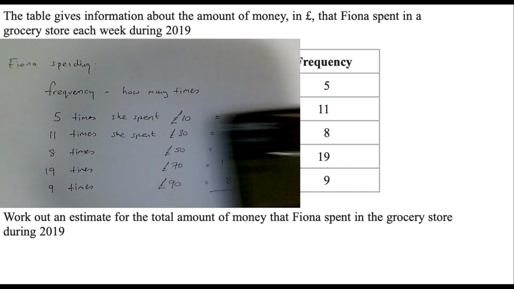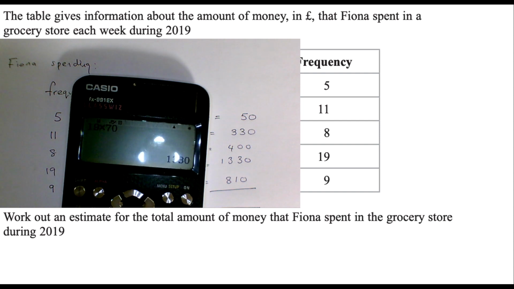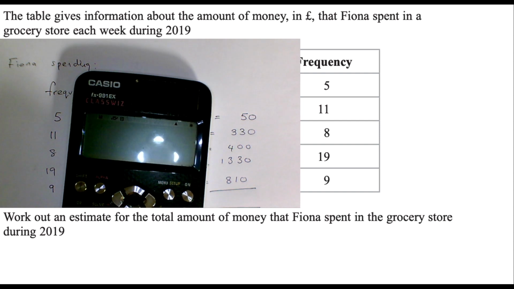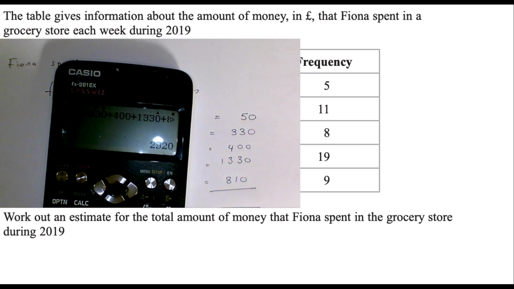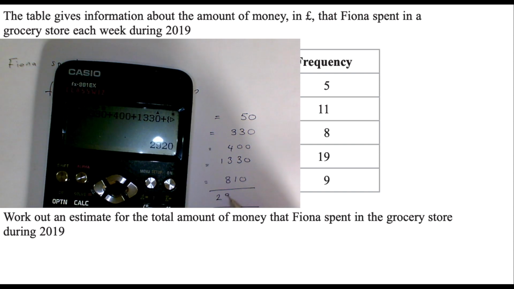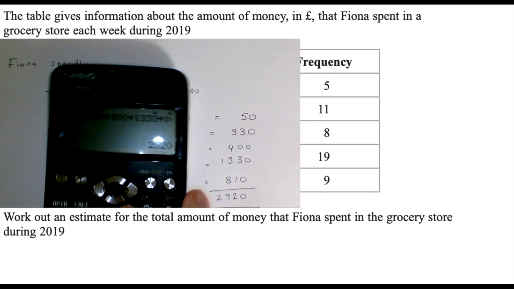So what I need to do now is add up all those in the right hand column, and that should tell me an estimate for how much money she spent over the year. So 50 plus 330 plus 400 plus 1,330 plus 810, and it tells me that she spent roughly £2,920. That's an estimate, but it's the best I can do.